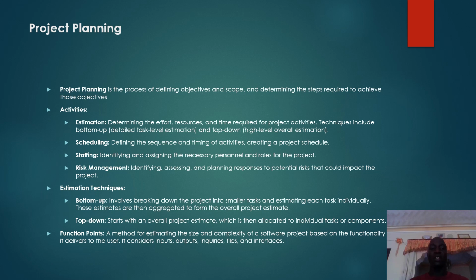Then we have project planning, which is the process of defining objectives and scope and determining the steps required to achieve those objectives. The activities in project planning include estimation, scheduling, staffing, and risk management. Risk management encompasses identifying, assessing, and planning responses to potential risks that could impact the project. So you should always find ways of averting these risks.